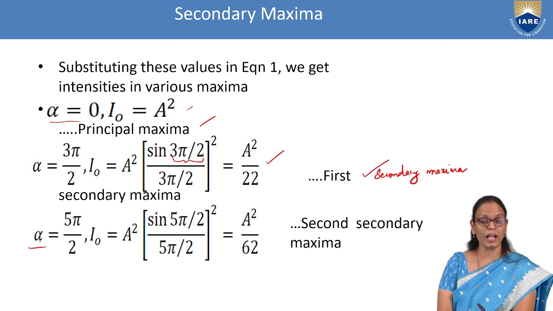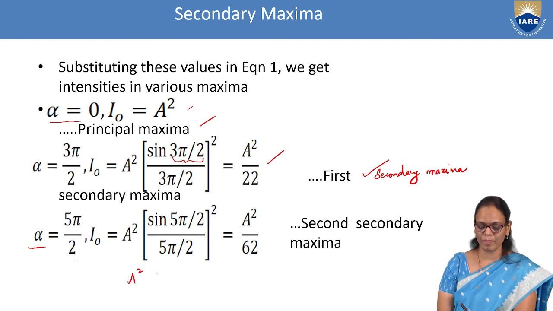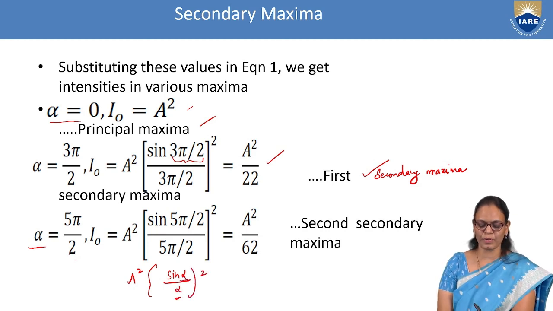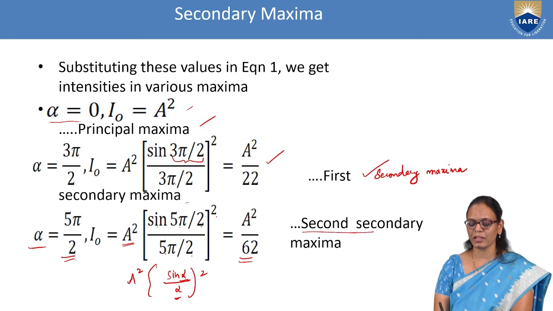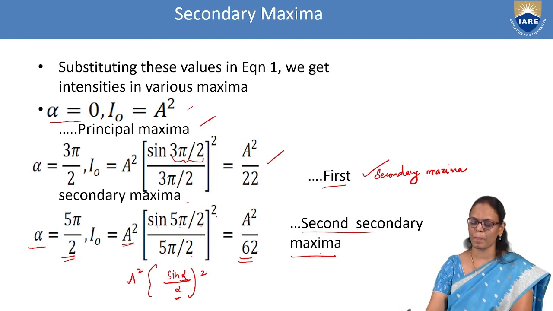And now the next one is alpha is equal to 5 pi by 2. So we are again substituting alpha in a square sin alpha by alpha whole square. So in place of alpha, we are going to put 5 pi by 2. So sin 5 pi by 2 by 5 pi by 2 whole square. So we have a square, and when we simplify it, we get a square by 62. So this is the second secondary maxima. First secondary maxima and the second secondary maxima.